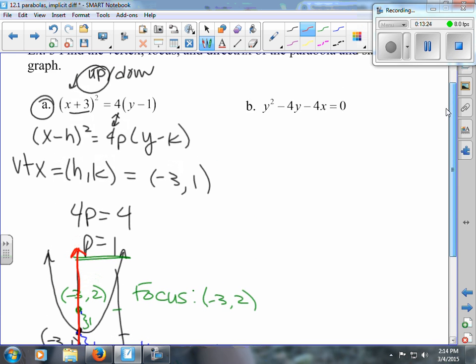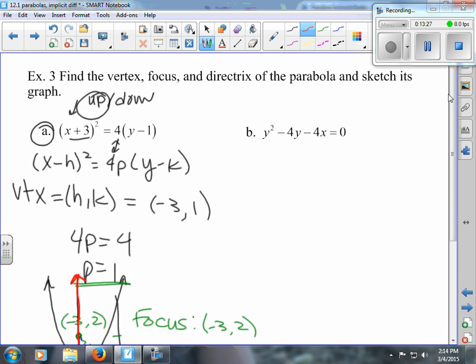All right, did I answer all of the questions? Vertex, focus, directrix, and sketch the graph. So I also found the axis of symmetry. I didn't need it. Okay, so that's it. Now we're done. Now let's work on B.